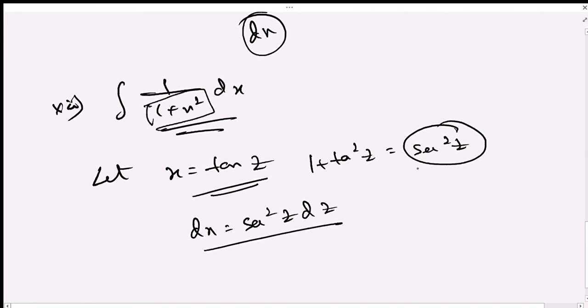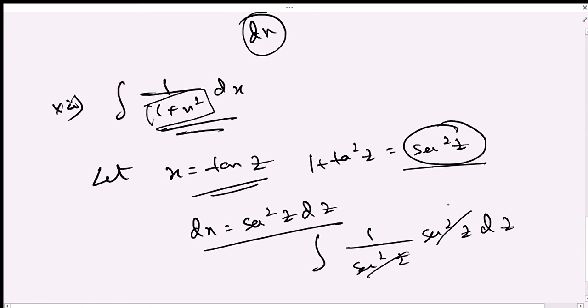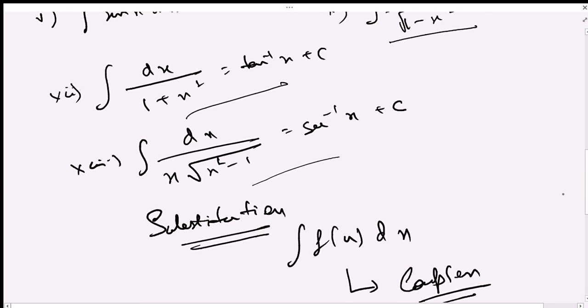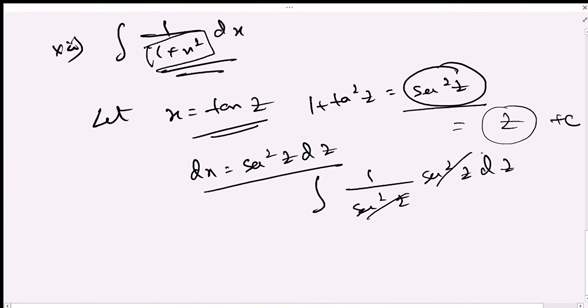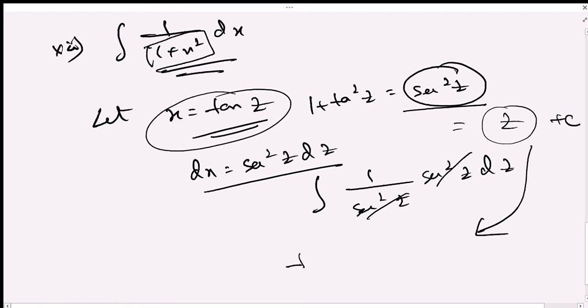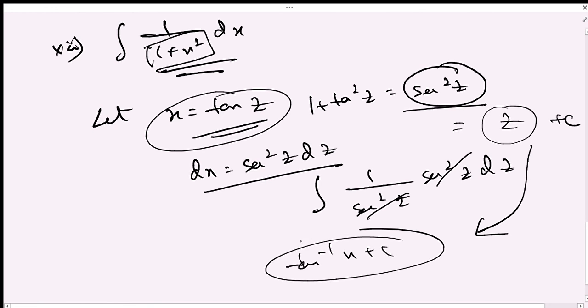Now substituting these values, what do I get? I get the integration of 1 over sec squared z. Here also you have sec squared z dz, right? The dx got changed into sec squared z dz, so this portion gets cancelled. What you're left with is z. Actually the constant must be there, so it is z plus c. Now what is z? Z is just tan inverse x, so this becomes tan inverse x plus c. That is your answer.